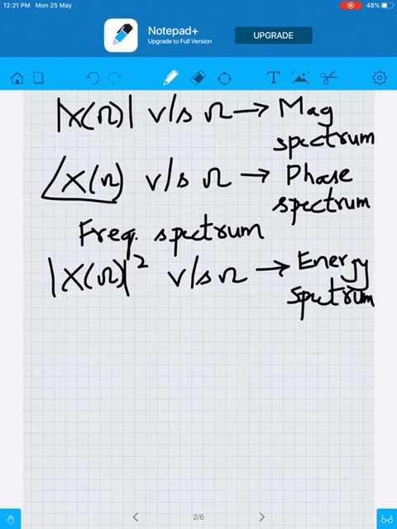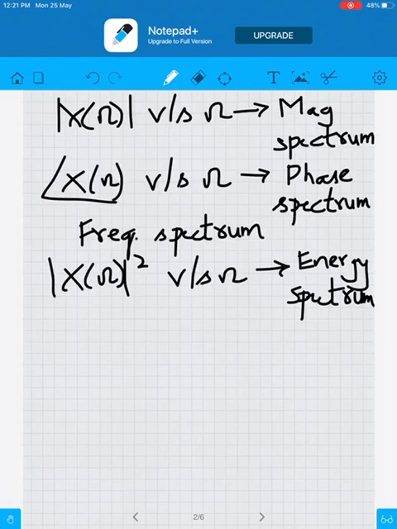Now we have told that x of omega is continuous and periodic, right? And we shall prove now how it is periodic. But before that, we had told that DTFT is a mathematical tool used on discrete and non-periodic signals, but we will see in later lectures that DTFT is also applicable on discrete and periodic signals. How we shall do that, we will see later. But for the time being, we'll assume that it is applicable on discrete and non-periodic signals.